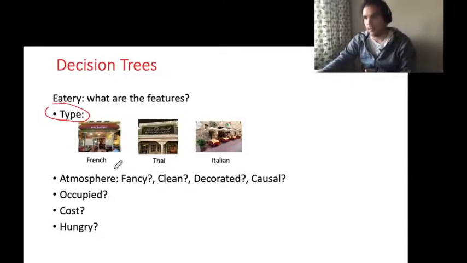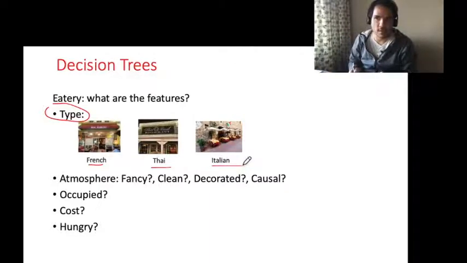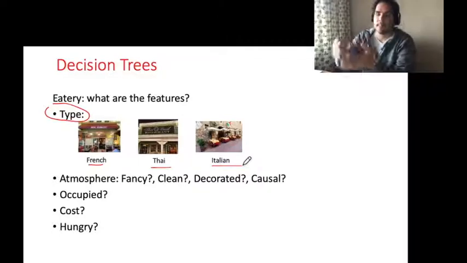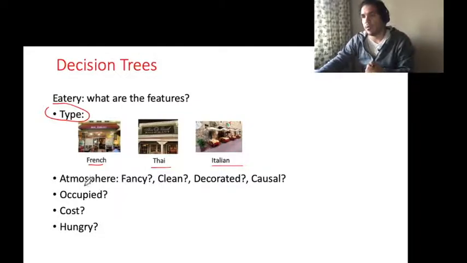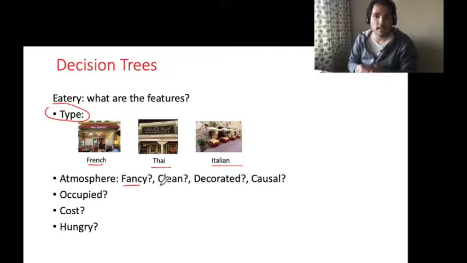Okay, if we have an Italian restaurant, if we have a Thai restaurant... In this particular example, the type of the restaurant is going to be one of the features. For example, another feature could be the atmosphere. It could be that it's a fancy restaurant, it could be that it's clean, it's casual, and so on and so forth.